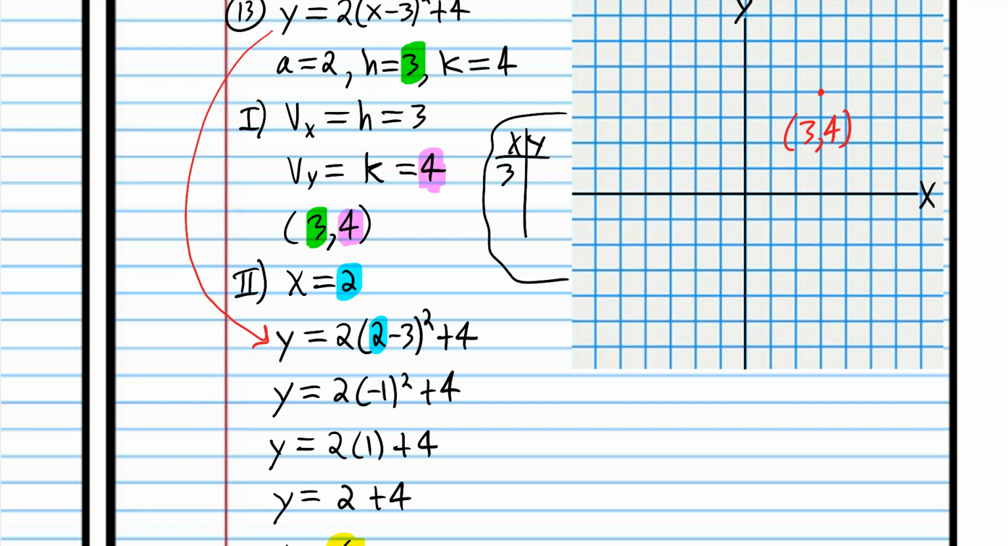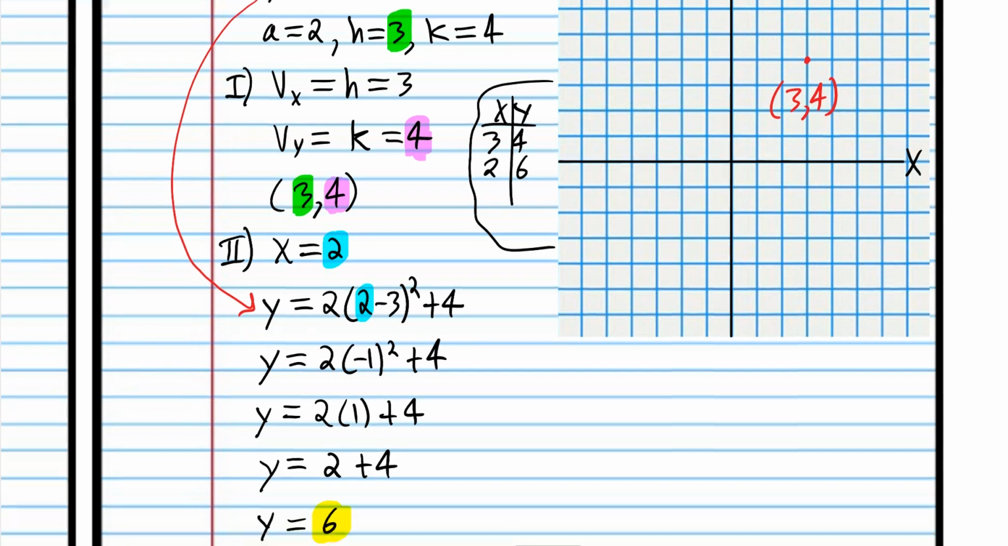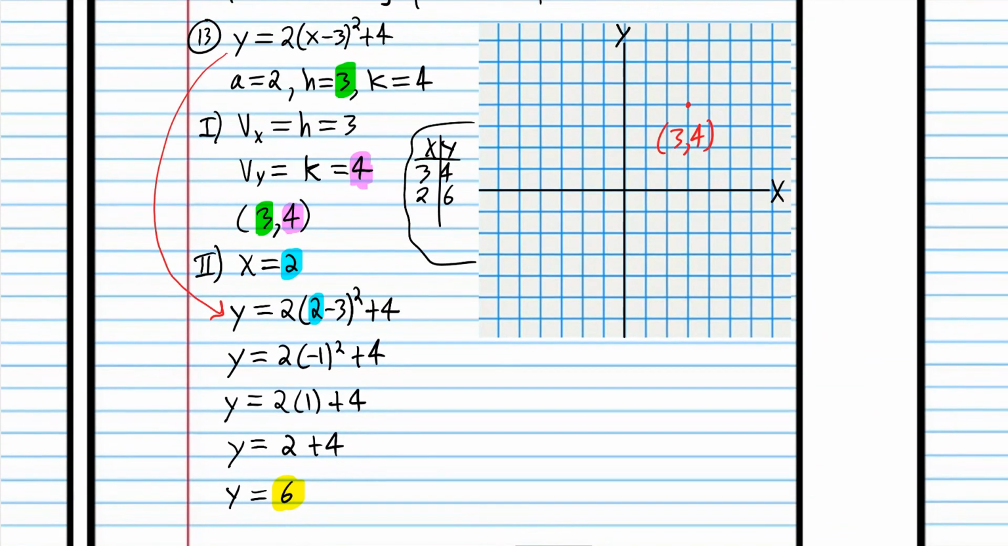So we have the points (3, 4) and (2, 6). I'm going to plot (2, 6), and then we can use symmetry, of course, to find that other point. That other point would be (4, 6). I'm going to connect the dots, and we're done.